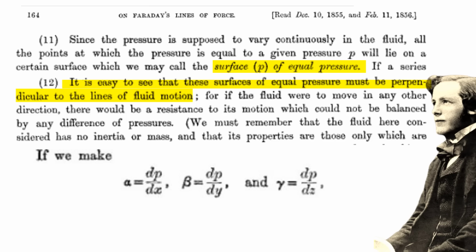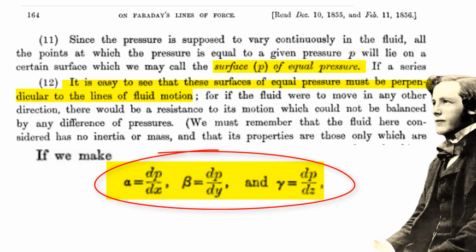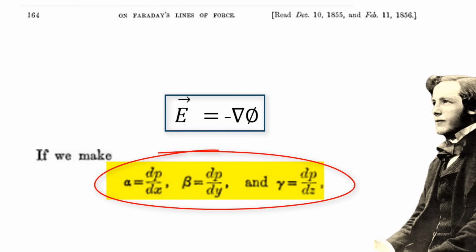Mathematically, Maxwell realized that these lines of fluid motion were a vector with values in the x, y, and z direction, which he designated as alpha, beta, and gamma, where alpha is dp dx, beta is dp dy, and gamma is dp dz. Now, those of you who are familiar with vector physics can clearly see that this is equivalent to the modern equation for the relationship between the electric field and the electric potential in a static system, i.e., electric field is negative gradient of phi.